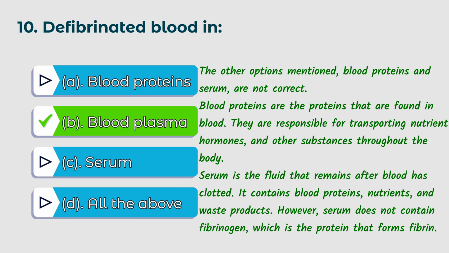Blood proteins are the proteins that are found in blood. They are responsible for transporting nutrients, hormones and other substances throughout the body. Serum is the fluid that remains after blood has clotted. It contains blood proteins, nutrients and waste products. However, serum does not contain fibrinogen, which is the protein that forms fibrin.